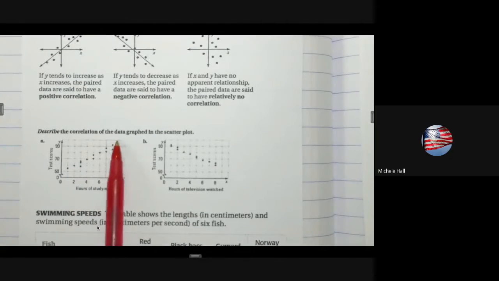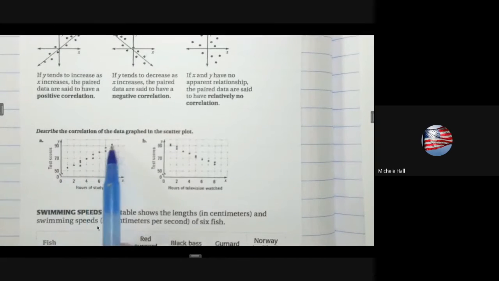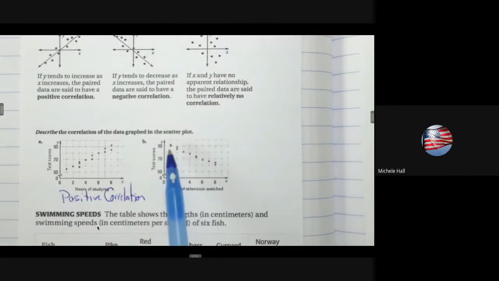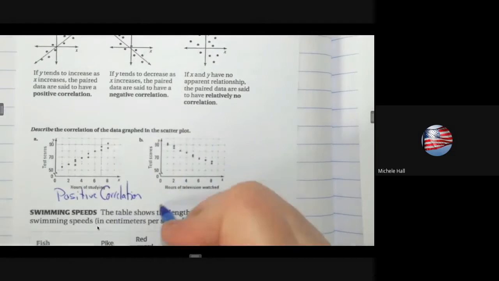Describe the correlation of the data graphed in the scatter plot. We would say that this is trending upward, so this would have a positive correlation. We can see that the data is going downward, so we would say that this one has a negative correlation.